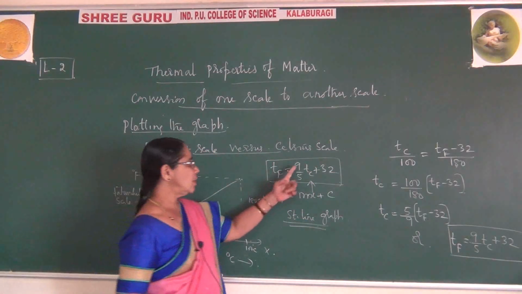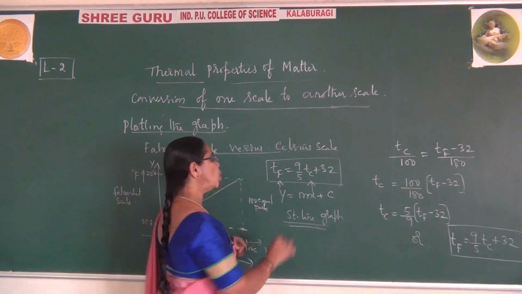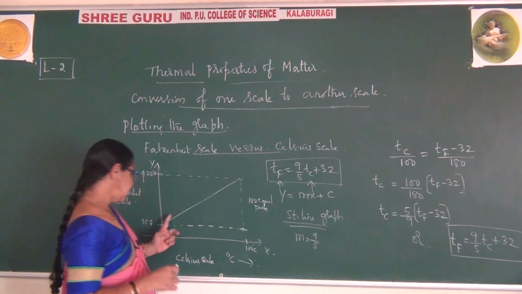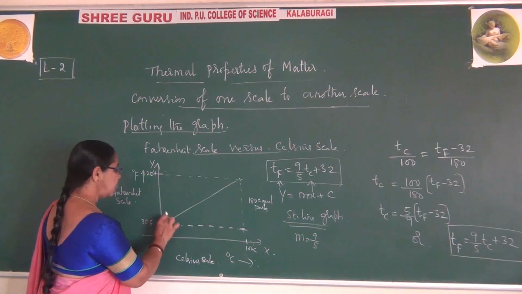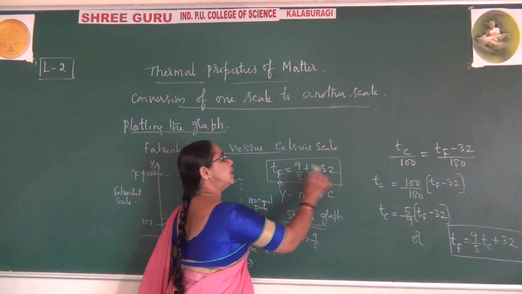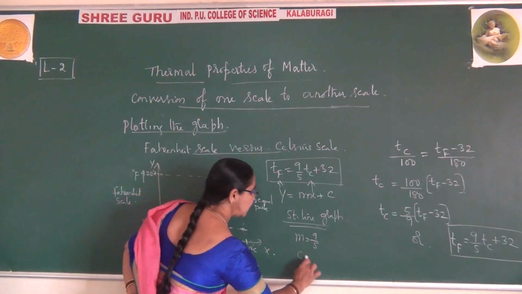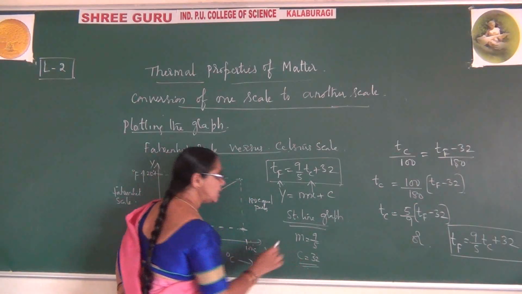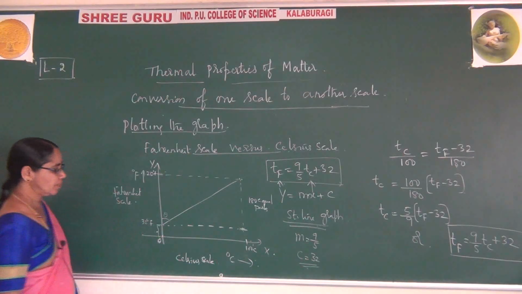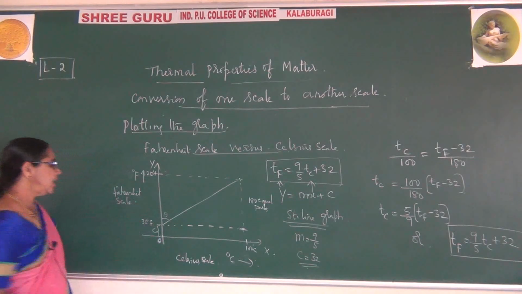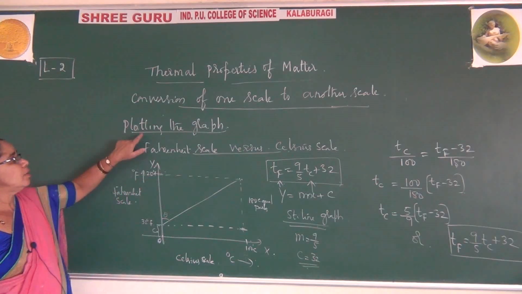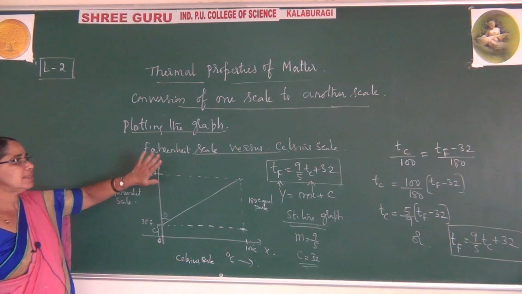And here you can observe this 9 by 5 is nothing but the slope, where m is equal to 9 by 5, which you get by just drawing this. This is the 9 by 5 slope you can calculate here. And this 32, what is this 32? This is the c, that is equal to 32, the intercept, where you can say the scale starts from 32 degree Fahrenheit. So this is how you plot the graph of Fahrenheit scale versus Celsius scale.